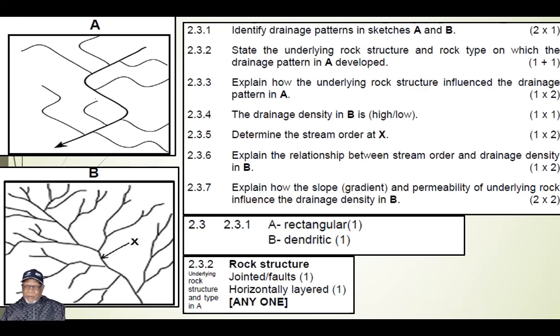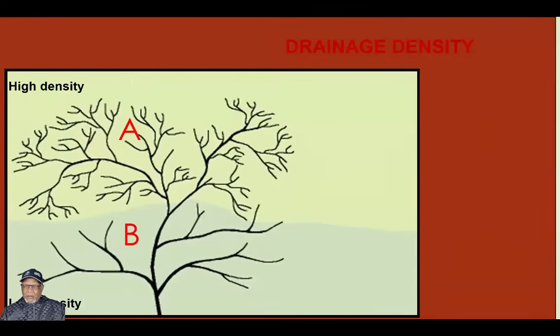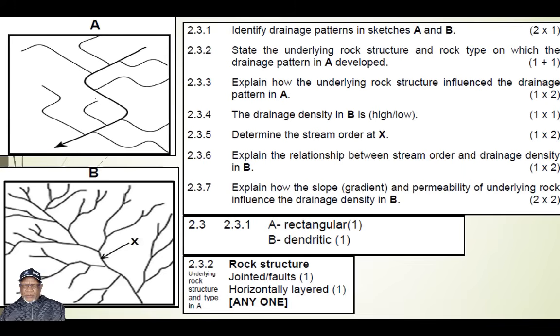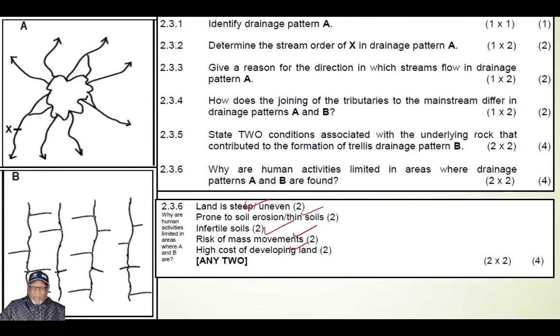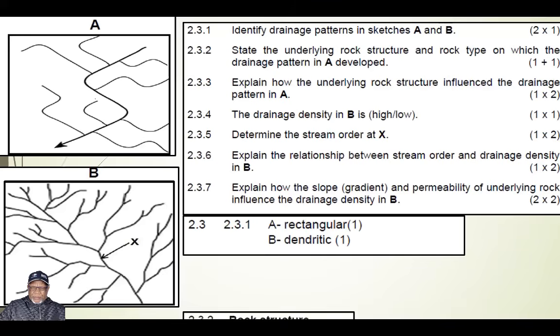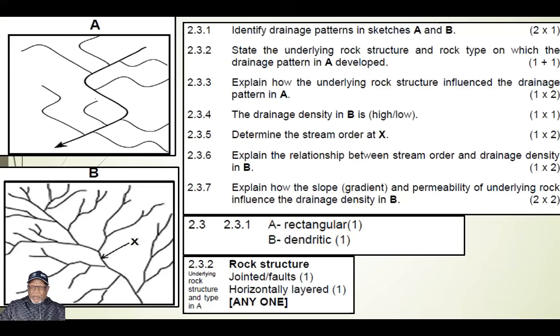Okay, let's go back. Explain how the underlying rock structure influenced the drainage pattern at A. What's happening here? The streams are following the joints. The streams are simply following the joints.